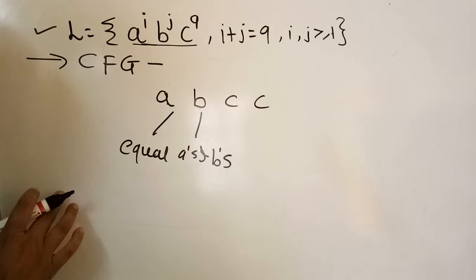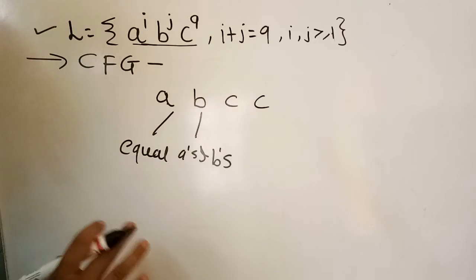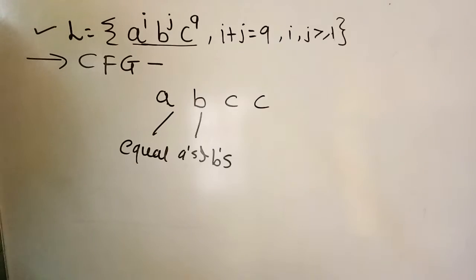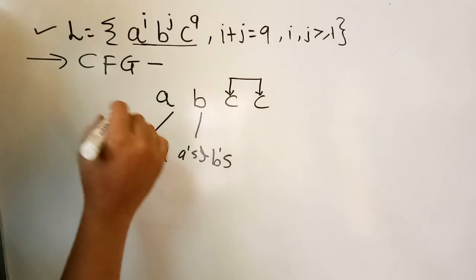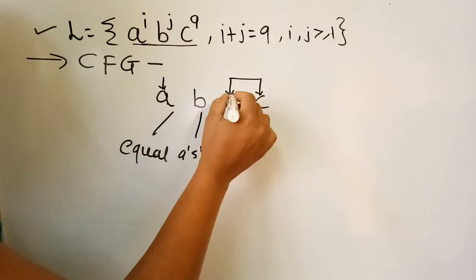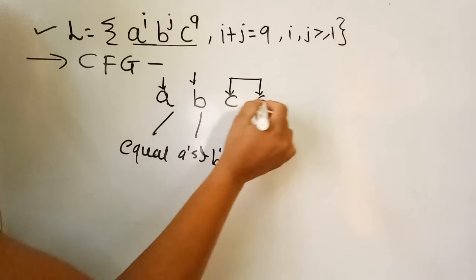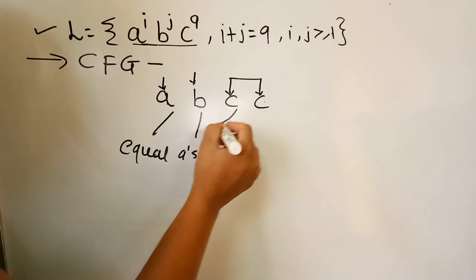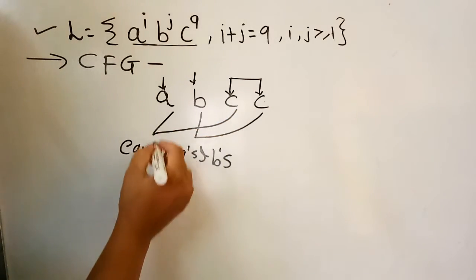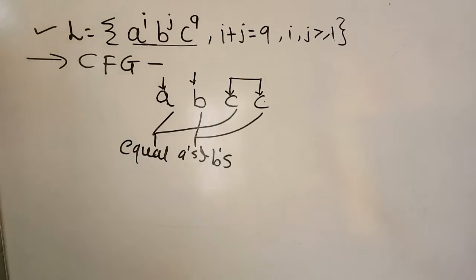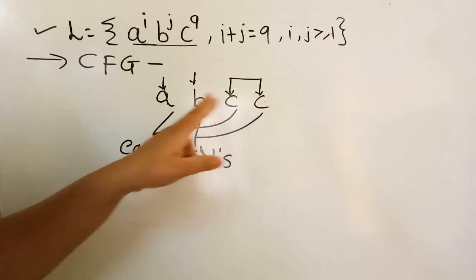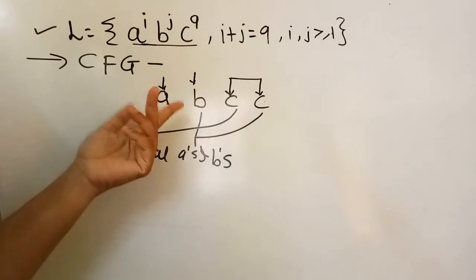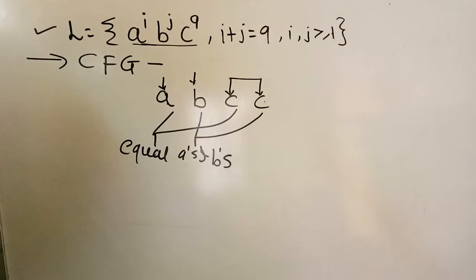But talking about the c here, how many times is c appearing? For example, a is 1, c is 1, b is 1, c is 1. It means c is nothing but the equal number of a's and b's. If there are 2 a's, then c will be 2. For b, it will again be 2. It means c is double the number of a and b.